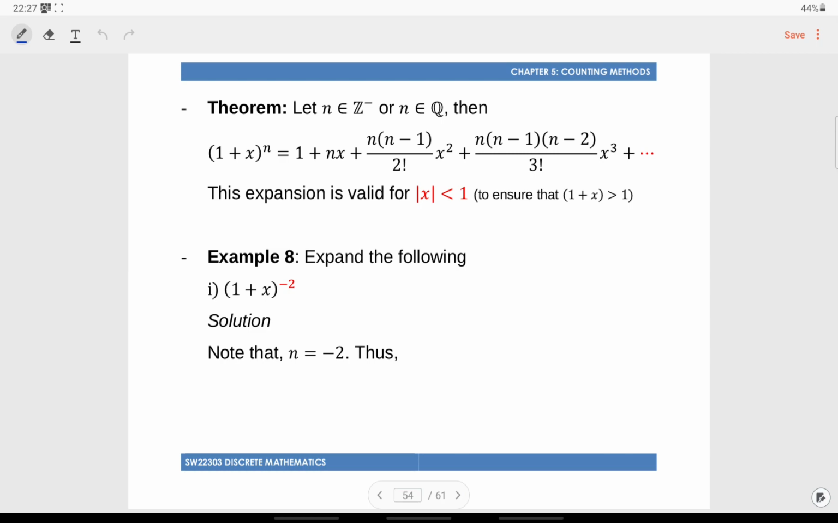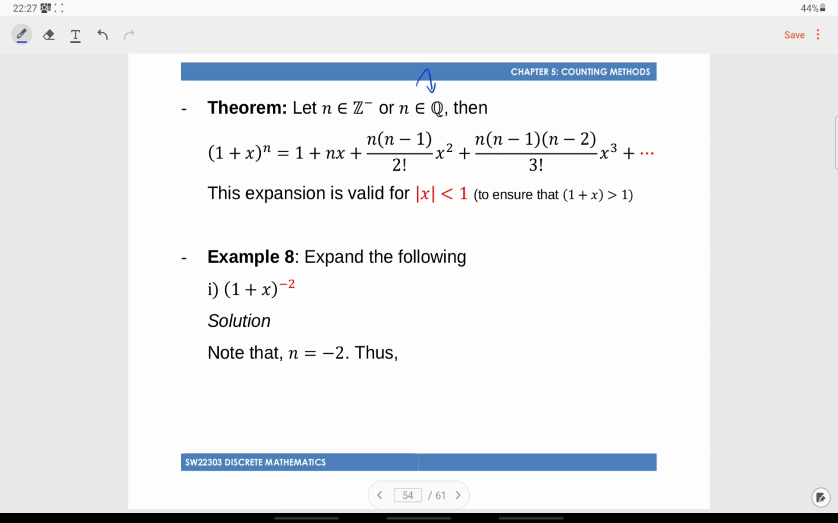Now we consider the following theorem. Let n be a negative integer or a rational number, that means a quotient. Previously we dealt with the binomial expansion when the power is a positive whole number, 0, 1, 2, and so on. But this time we deal with negative values of n, and also when n is a fraction. So what is the expansion?